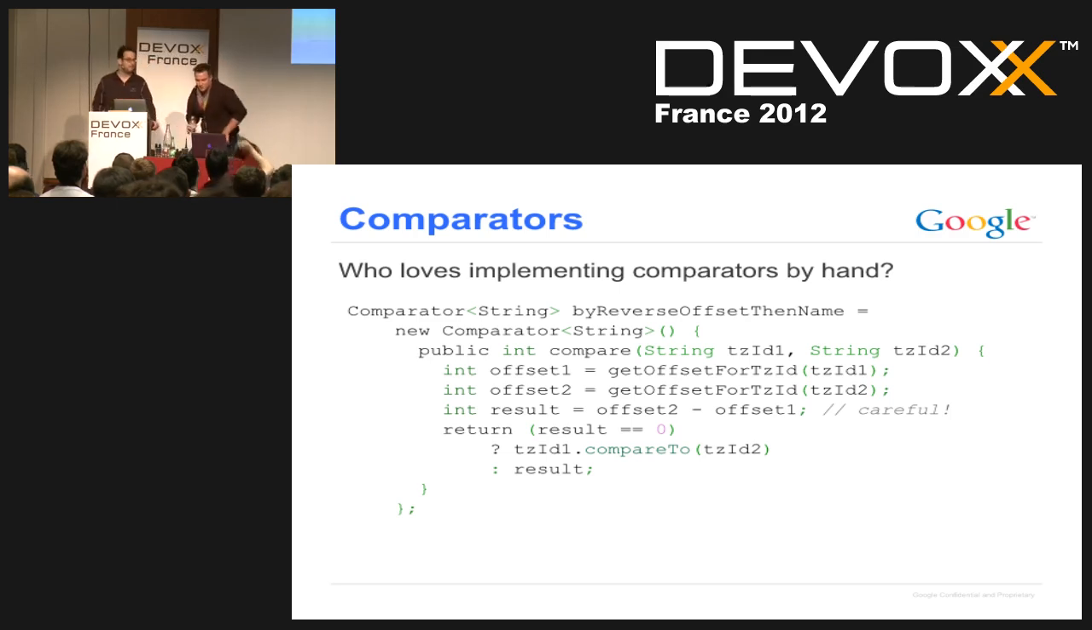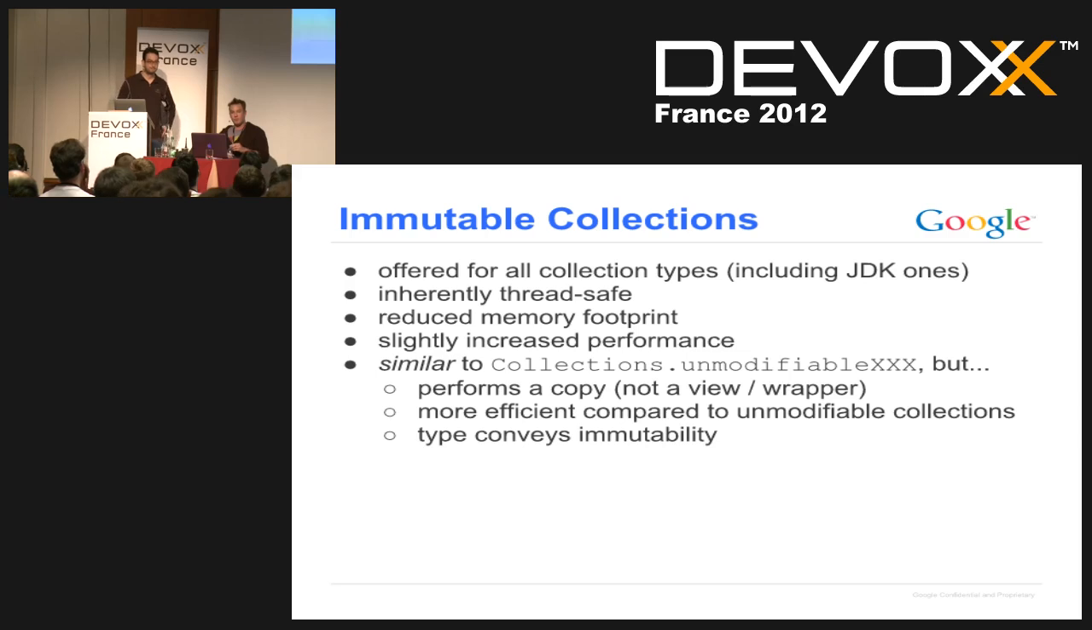Question in the front. It's a shallow copy. Yeah. So your elements don't have to be clonable or anything like that. The question is whether making a copy of an immutable collection is deep or shallow. The answer is it's shallow.